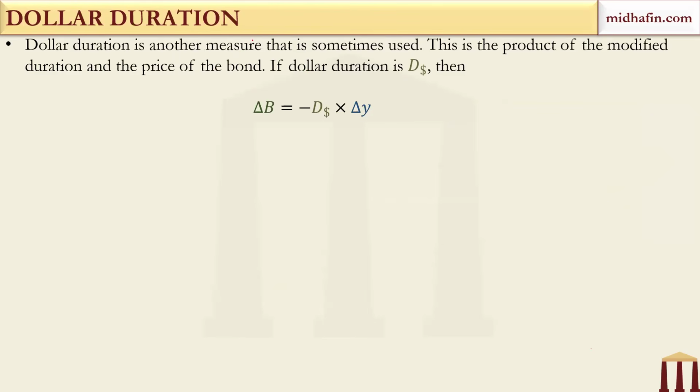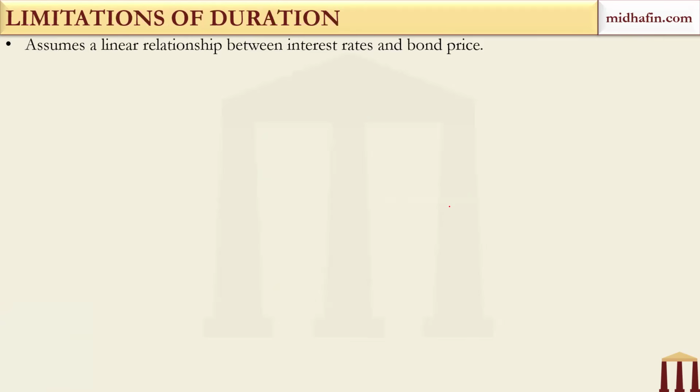Now this is another term, dollar duration. It directly gives you, in the form of dollars, the product of modified duration and price of the bond. It gives you the change in bond price in dollars directly. So dollar duration is nothing but modified duration multiplied by the bond price. That's it. Now, what are the limitations of duration?